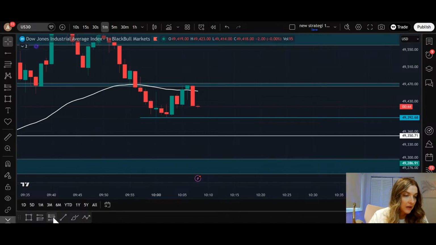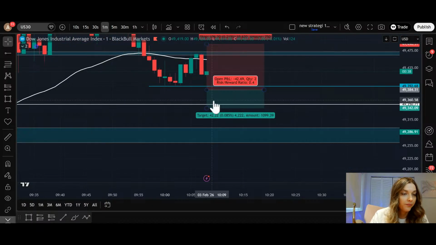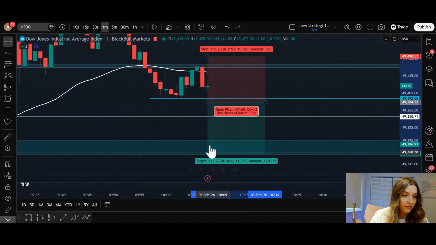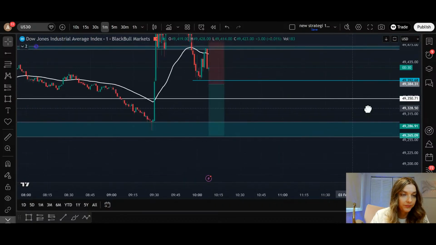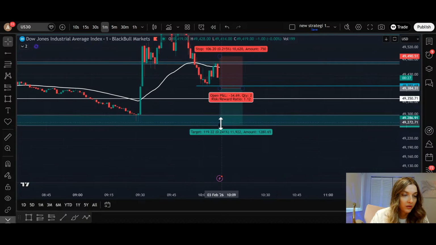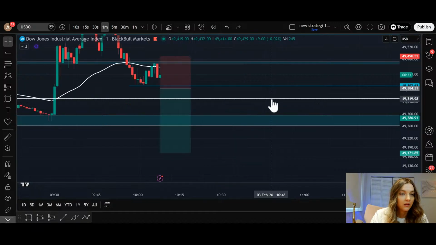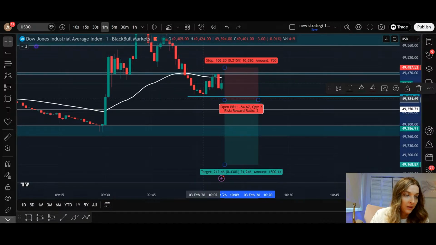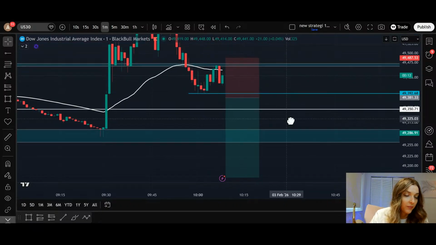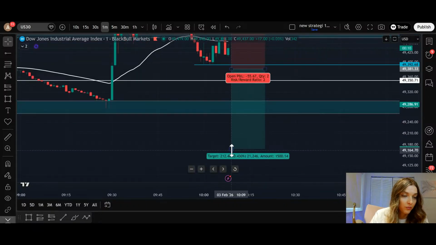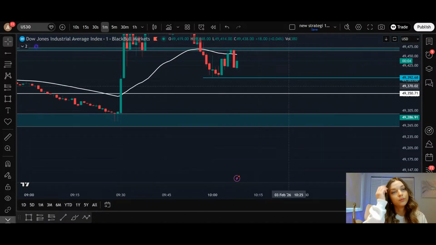If I do this, I don't have my 2, I just have 1 till the next area. I don't like just 1. I don't like to risk 1 to get 1. If it breaks this and gets back to this area, you can scalp from here to here. I'm not going to do it because it's too short for me. I like to risk 1 to get at least 2.